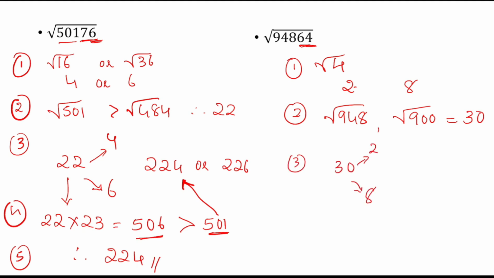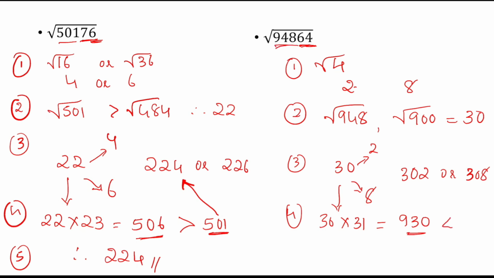So either it will be 302 or 308. So how we will know that? Multiply 30 with its next number, that is 31. 30 into 31 is 930. Therefore compare now 930 with the 948. 930 is less than 948, means 948 is greater. So take greater number, that is 308. So therefore it is 308.